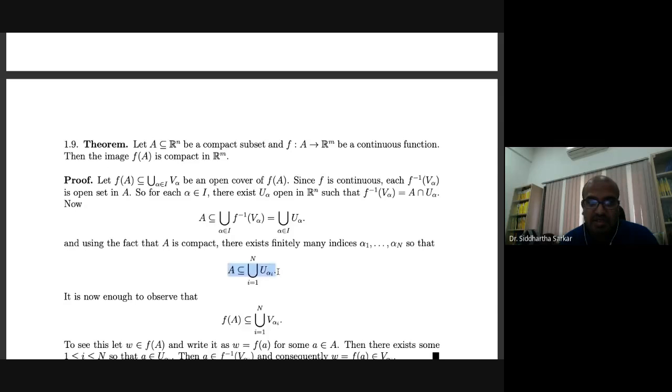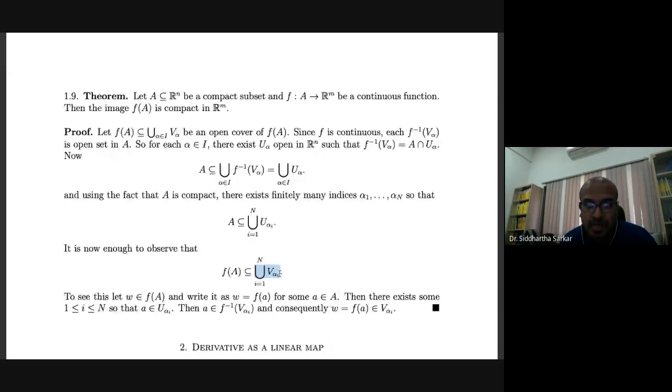So now I need to observe simply that my Fa is covered by the union of V alpha i's. Whatever alpha indices you take, you just take the same indices corresponding to the open set V, and you should be able to see. But this is kind of very simple to prove.